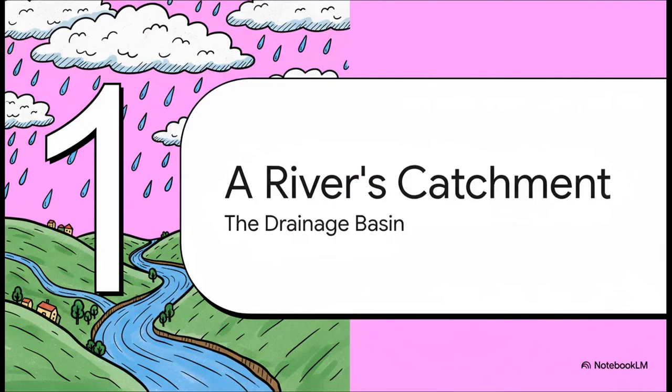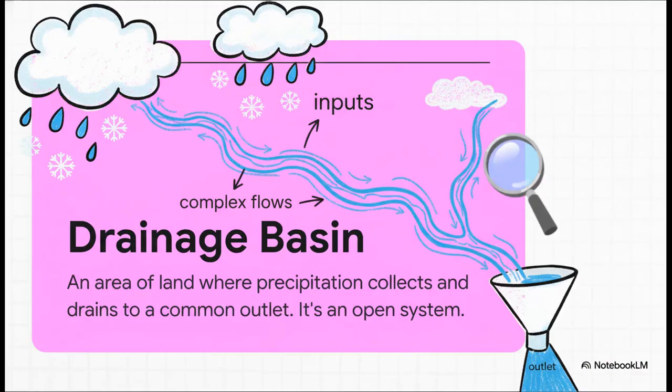To really understand this journey, we first need to get to know the stage where this whole drama plays out. We're talking about the river's catchment area, or what's also known as a drainage basin. Okay, the easiest way to think of a drainage basin is like a giant funnel, or maybe a massive bowl. Any rain or snow that falls inside the rim of that bowl is going to eventually find its way down to the same single exit point, the river.